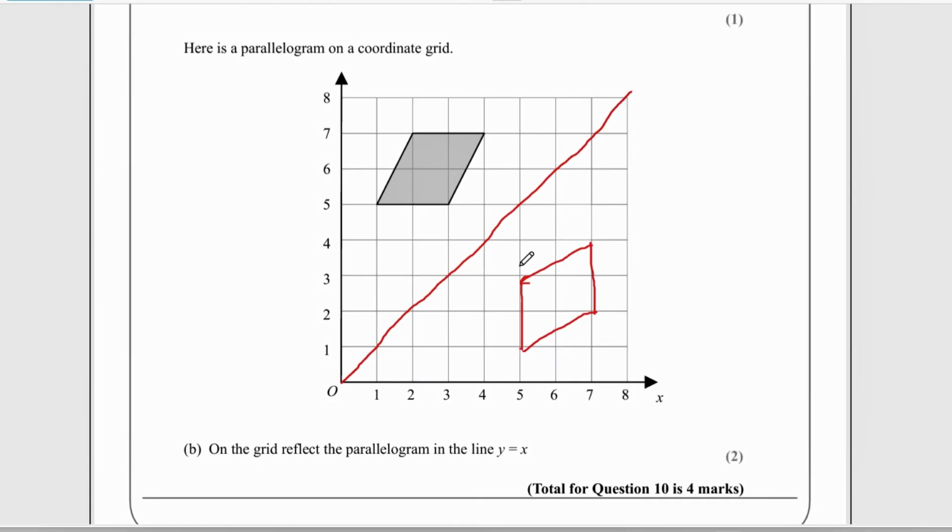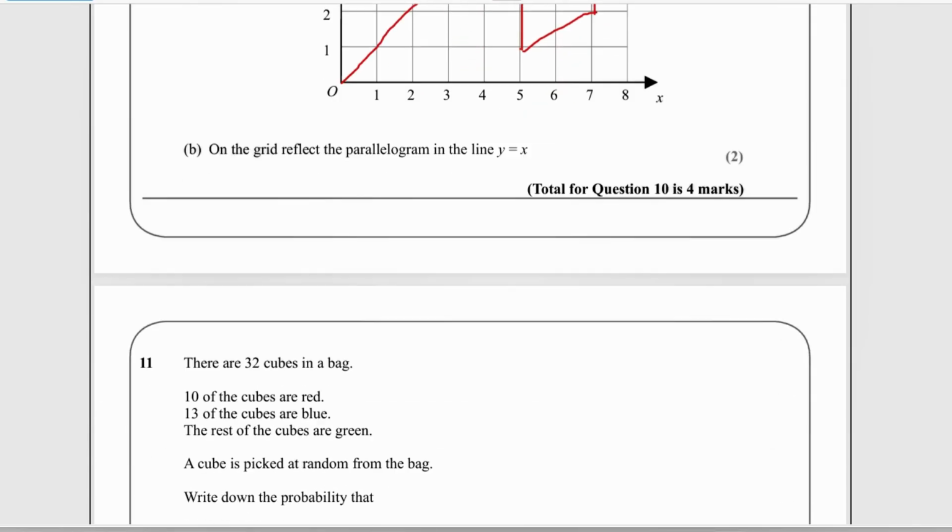All right, so here we have a parallelogram and they say reflect. So the first thing you do is you draw the line that goes through the origin, y equals x. Then this is a reflection. Okay, you just try to draw with a ruler, something like this, that shows the reflection.